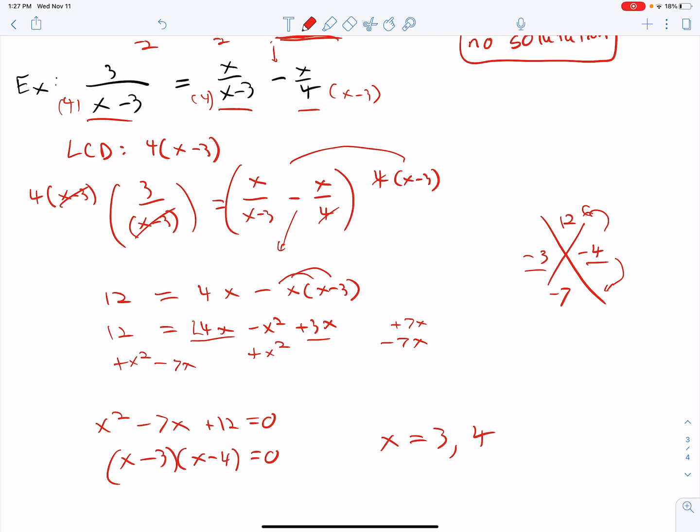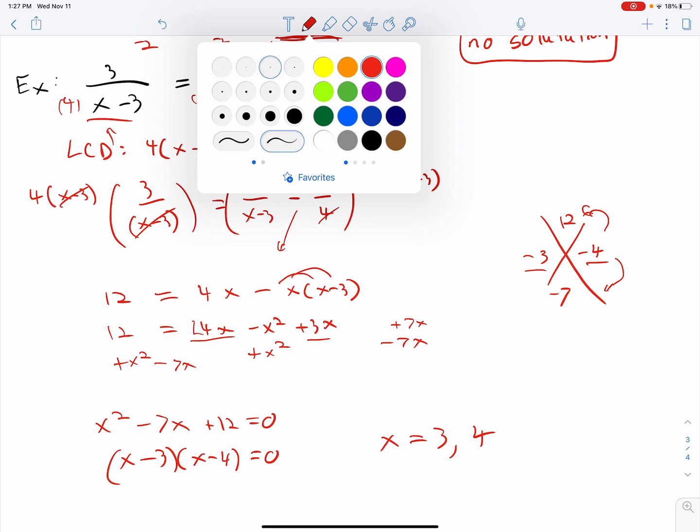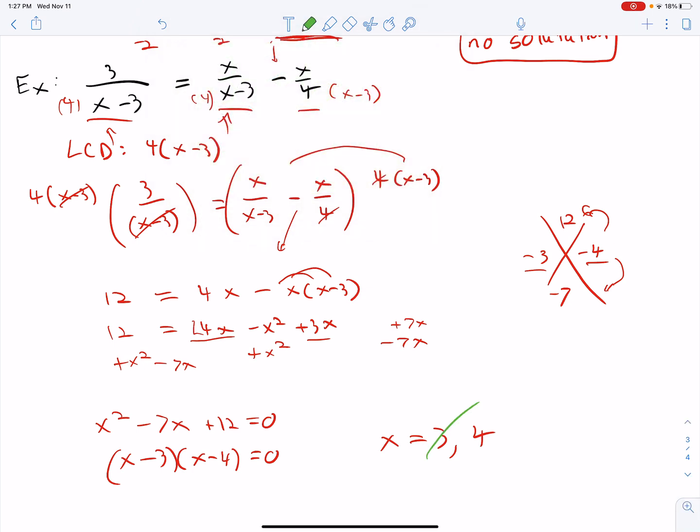So now we have to check, are either of these extraneous? Well, if we plug a 3 in, both of those become 0 in the denominator. So because of that, we know that 3 can't be an answer. So our solution, because if we plug in 4 now, 4 will work. So x equals 4 is our only solution.